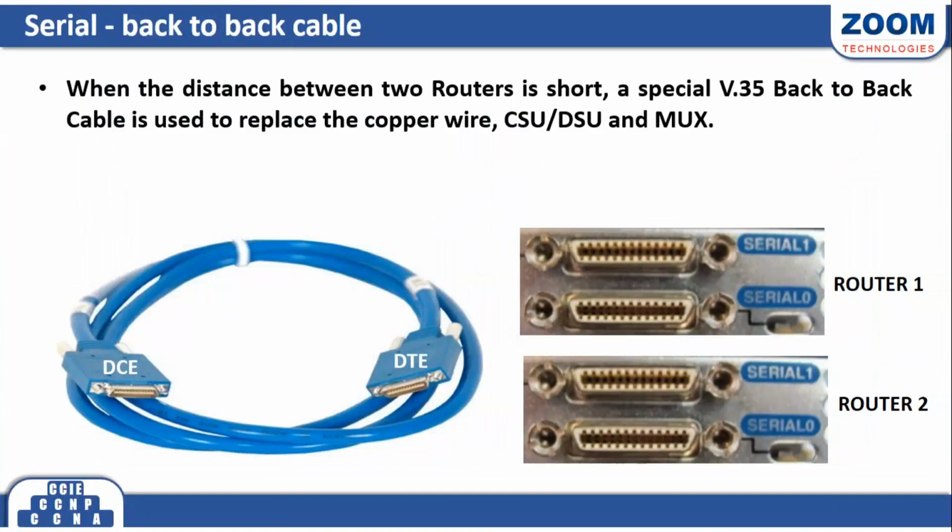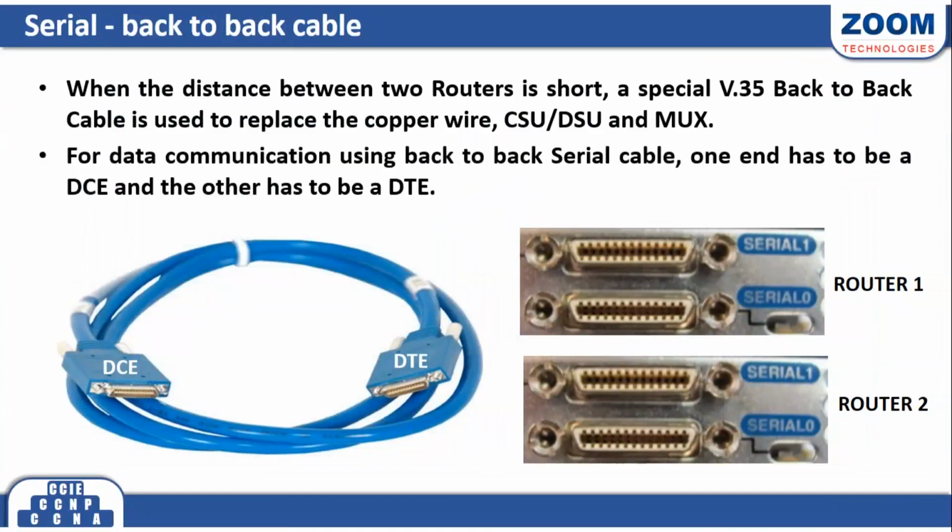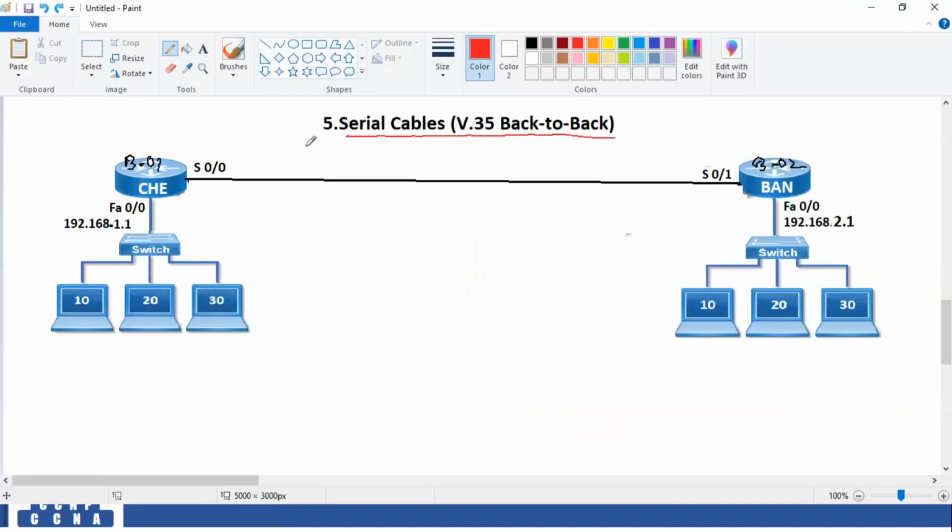This is a serial back-to-back cable. For data communication using a back-to-back serial cable, one end has to be DCE, the other end has to be DTE. Like I have connected a cable from branch 1 to branch 2 using a serial cable. Now in this case, which one is a master, which one is a slave? Branch 1 is the master and branch 2 is the slave. Why is branch 1 the master? Because branch 1 is the main source for having the data.